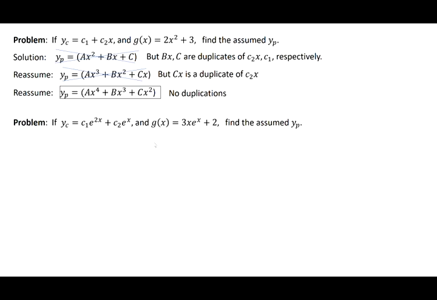Y sub c equals c1 e to the 2x plus c2 e to the x, and g of x is 3x e to the x plus 2. What would we assume is the question. Notice we have g of x as a sum of two functions. Should we look at that as g1 of x plus g2 of x? Now pay attention to this example, okay? There's something very important that I'm about to point out. Do we have a g1 of x and a g2 of x? Answer is yes, we do, right? 3x e to the x is a certain kind of function, and 2 is a constant.